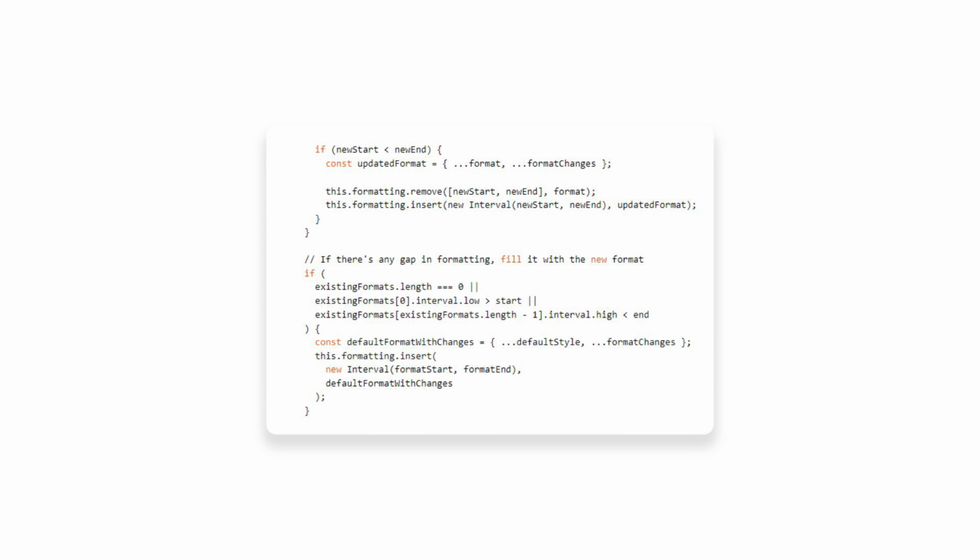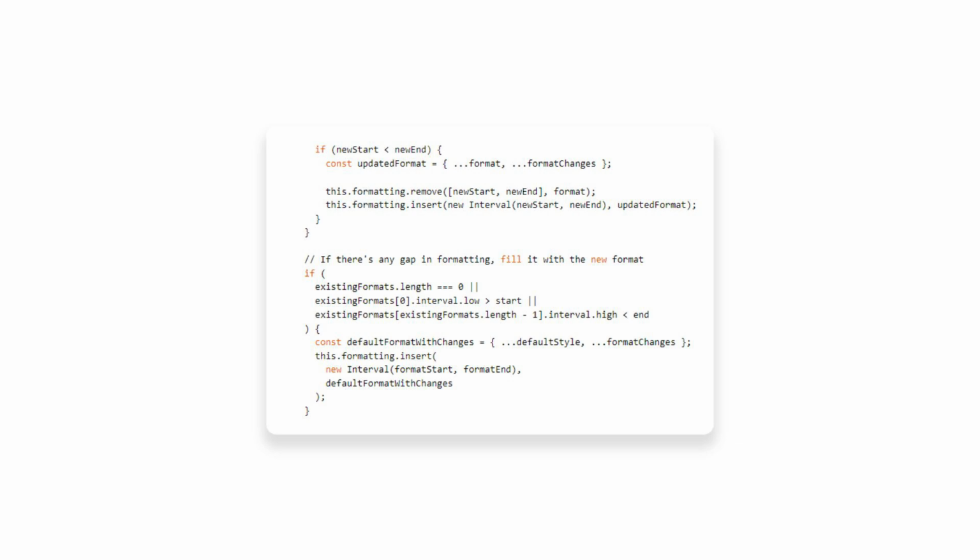Here we continue the alter formatting method with the following tasks. 1. Conditionally update formatting. If new start is less than new end, it merges existing format with format changes to create updated format. It then removes the old formatting in the interval, new start, new end, and inserts the new formatting. 2. Fill gaps with new formatting. If there are no existing formats or if there are gaps before start or after end, it creates a new style by merging default style with format changes and inserts this new formatting for the entire interval between format start and format end.